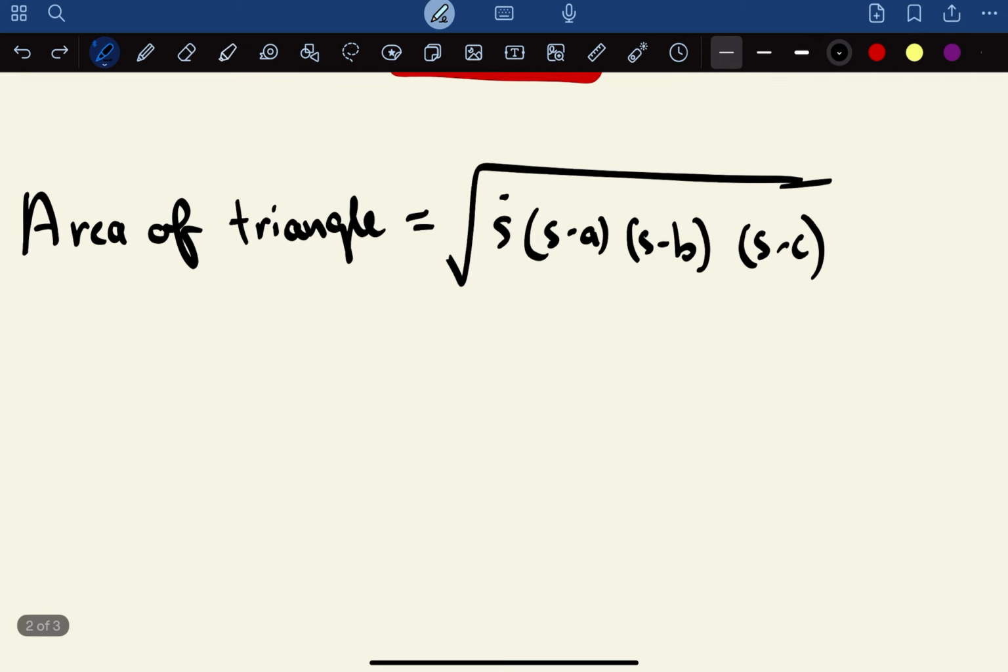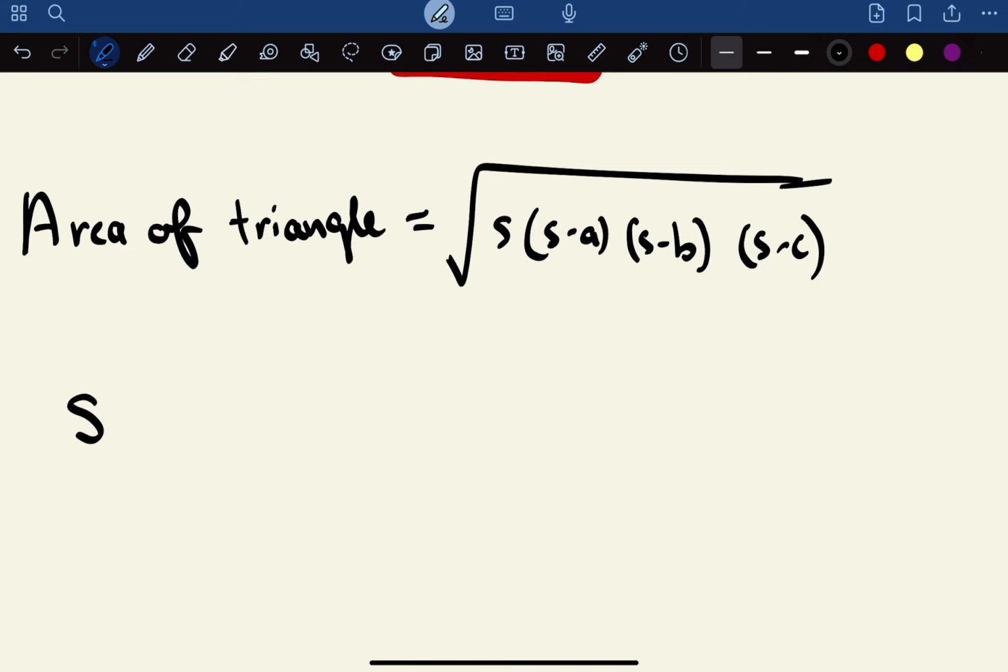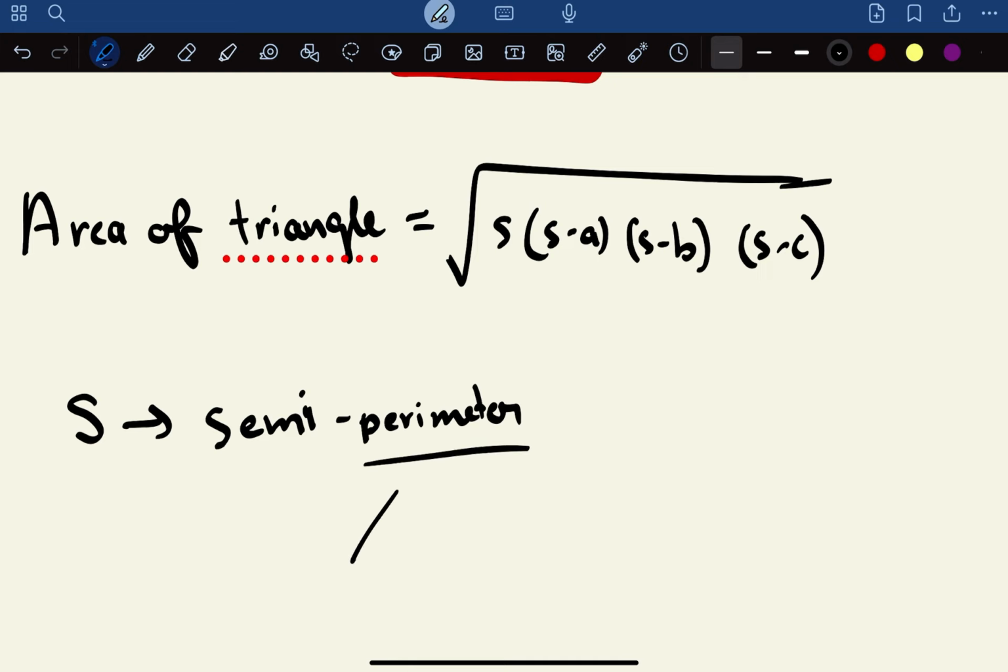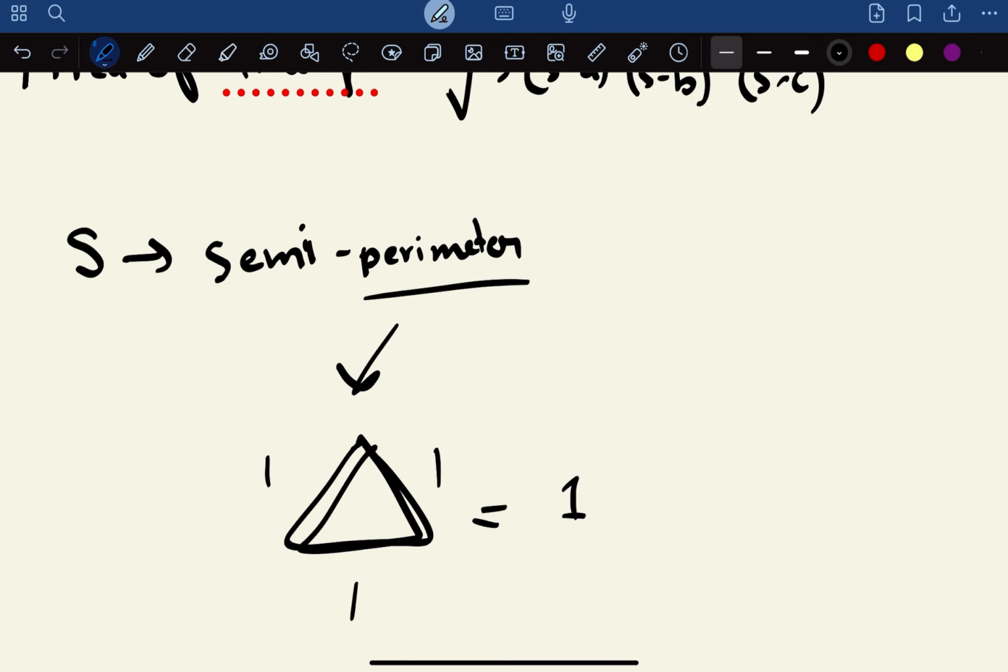So let's start by looking at s first, though. So what s really is, is the semi-perimeter of the triangle. Now we know that perimeter is, if we've got a triangle like this, we've got 1, 1, 1. So perimeter is basically the length around the shape. So it's going to be 1 plus 1 plus 1, which is equal to 3.